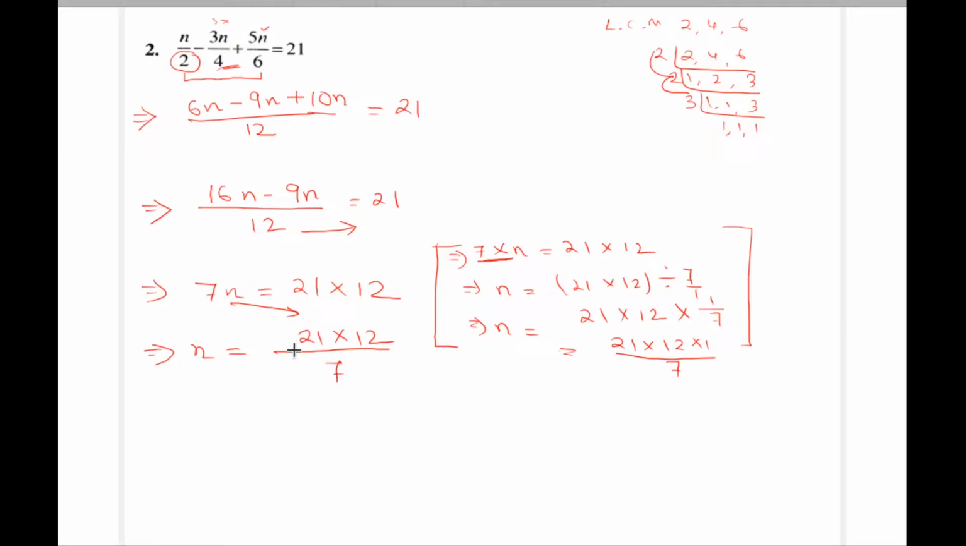Now we have to reduce it to the smallest form. So 7 3s are 21. So this implies n equal to 3 multiplied by 12, which equals 36. Okay, hope you have understood. So see, from the next sum, we will do the step directly. We will add these 3 steps from the next sum.